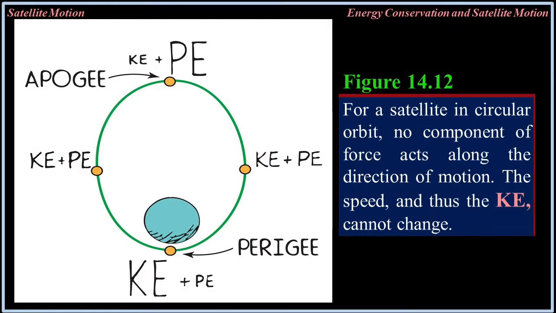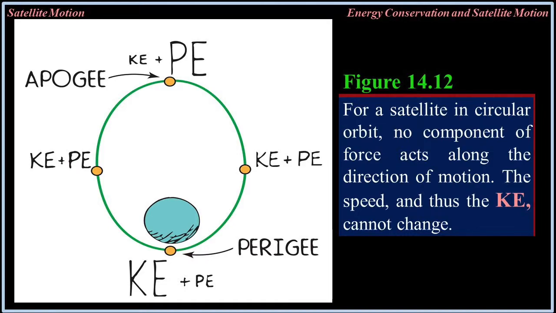Figure 14.12. For a satellite in circular orbit, no component of force acts along the direction of motion. The speed, and thus the kinetic energy, cannot change. Here are two vocabulary words: apogee and perigee. The apogee is the point in a satellite's orbit farthest from the center of Earth. The perigee is the point in a satellite's orbit closest to the center of Earth.